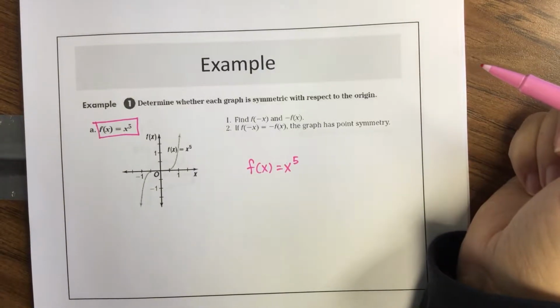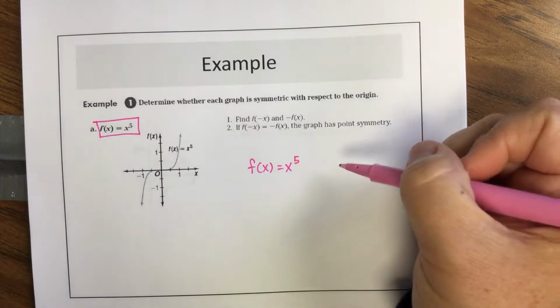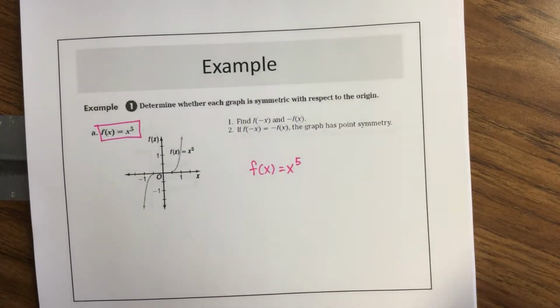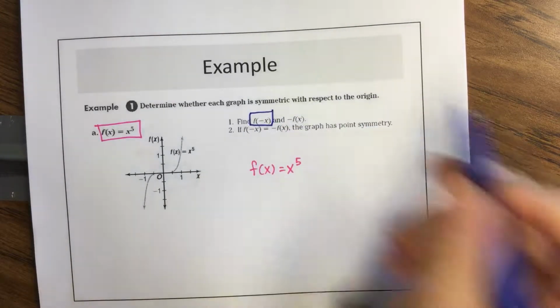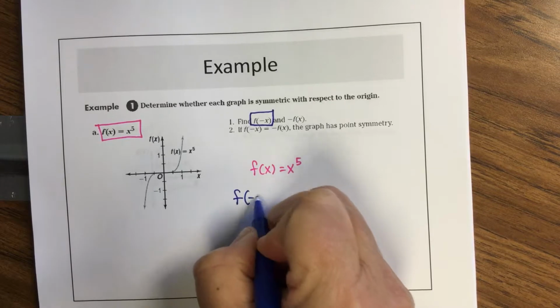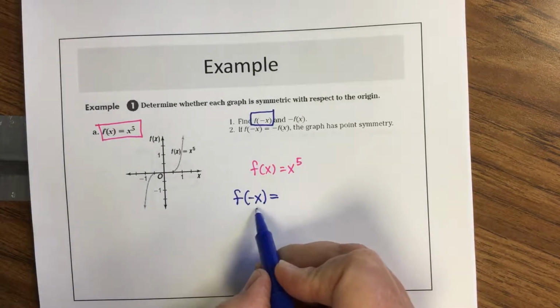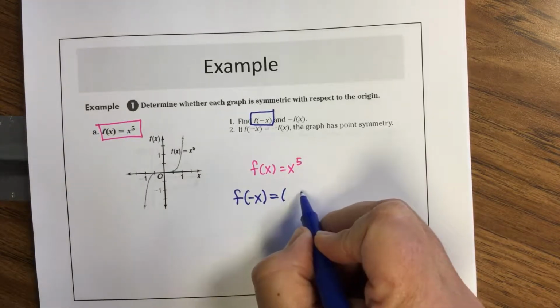Okay, so let's look at example 1. Our given function is f of x equals x to the 5th. The first thing they want us to do in step 1 is to find f of negative x and negative f of x. I'm going to color code these so we can see which one we're doing first. First, we find f of negative x, which means every time I get to an x, I'm going to replace it with negative x.